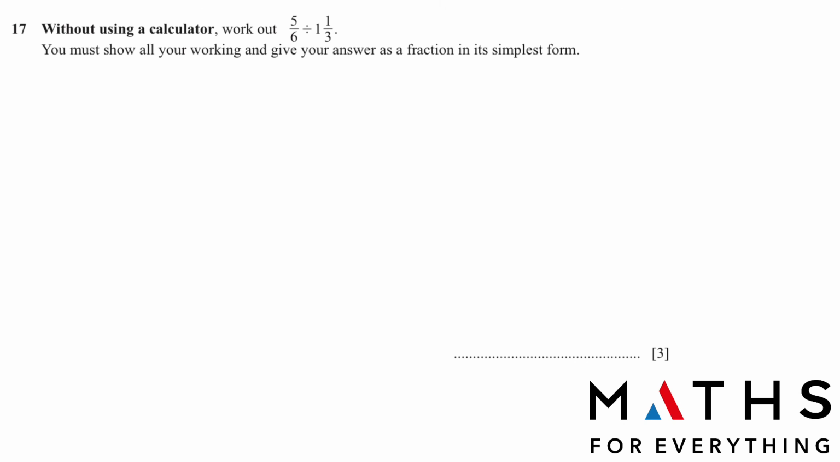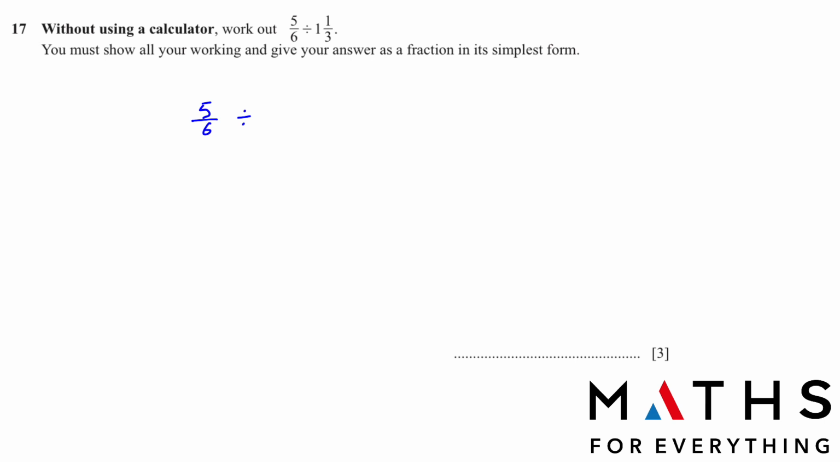Question number 17 is, without using a calculator, work out 5 over 6 divided by 1 and 1 over 3. You must show all your working and give your answer as a fraction in its simplest form. This is a 3-mark question. This is one question that usually always comes. So 5 over 6 is a proper fraction. So we leave that. Leave the divide also.